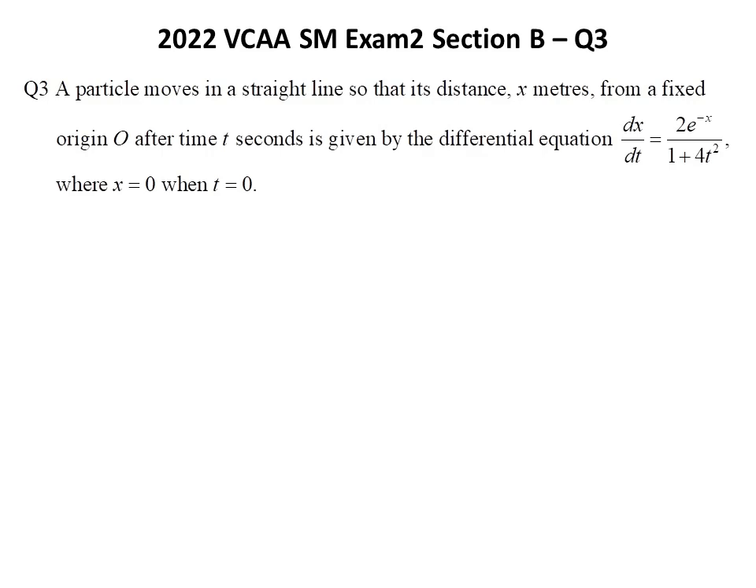a straight line so that its distance x meters from a fixed origin O after time t seconds is given by the differential equation dx by dt equals 2 times e to the negative x over the sum of 1 plus 4t squared, where x equals 0 when t equals 0.